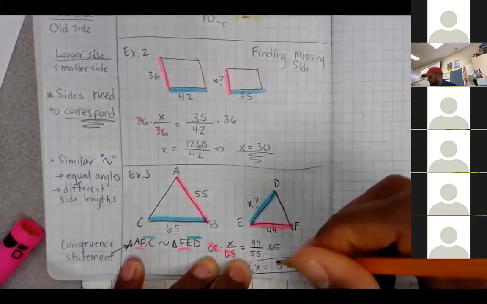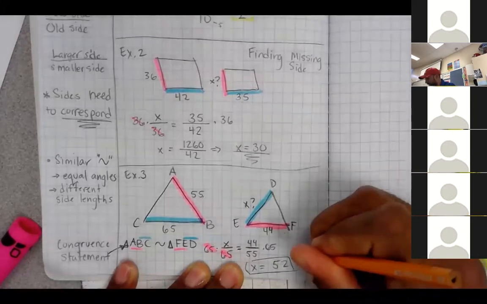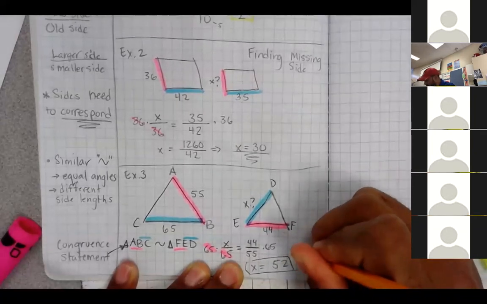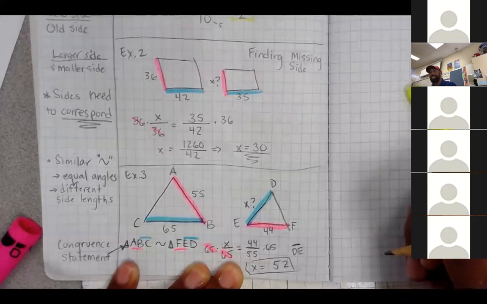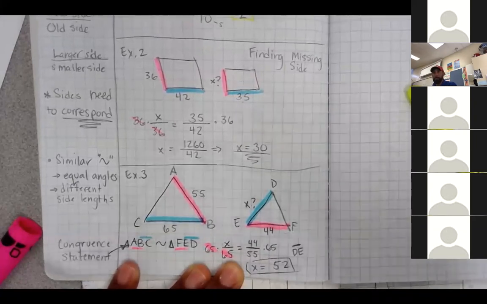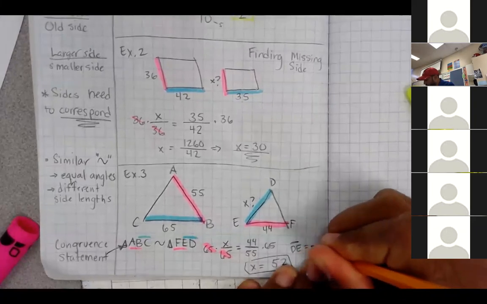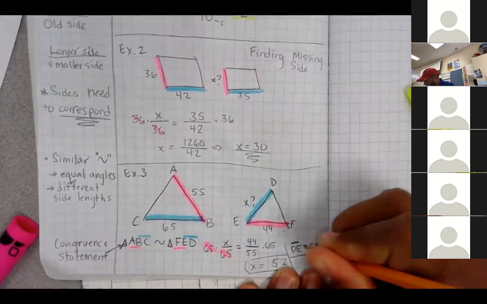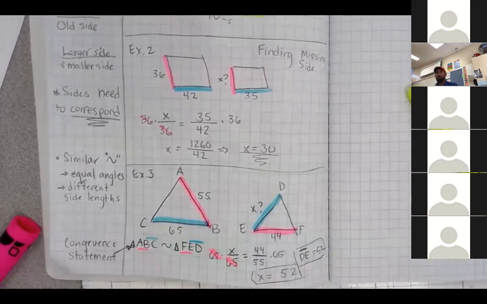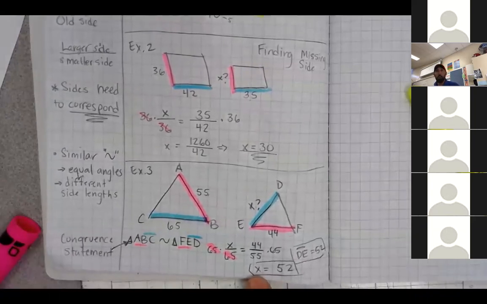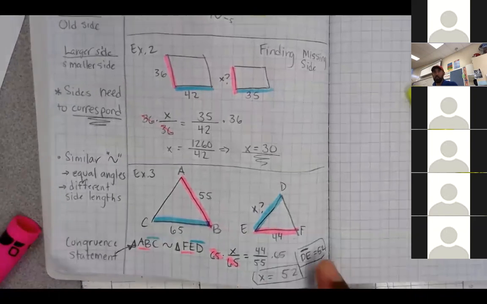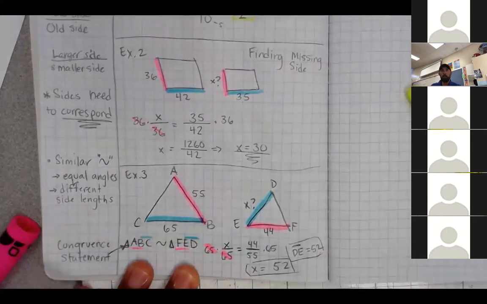Another way to write this, if you're just talking about a side, is you write DE and then you put a line over it like that, or you could put ED. You could put ED or DE, doesn't matter. And then you could put equals 52. Either way it would be fine, because we already set x as the missing side, or you could write DE equals that number. Either one would be fine.